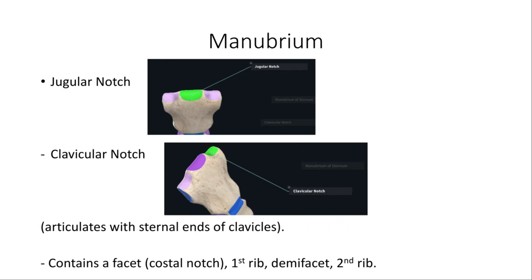The manubrium has a jugular notch, which is located in the middle, and then there's two clavicular notches at the side, and those articulate with the sternal ends of the clavicles to form the sternoclavicular joints. It also contains a facet called the costal notch, which articulates with the first rib, and contains a demifacet which partially articulates with the second rib.